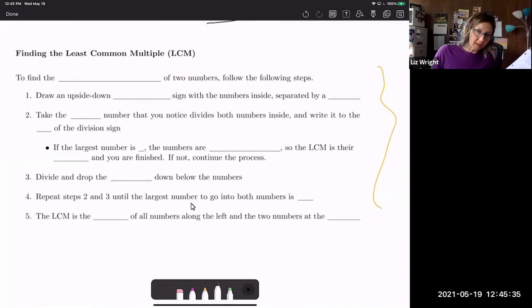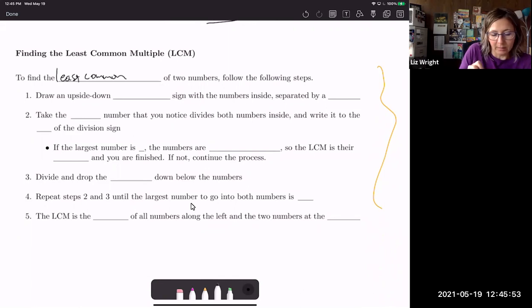All right, so don't get caught up too much on that terminology here. It's just a matter of making sure you knew the terminology when we get ready to reference it down here. Okay, so to find the least common multiple, or the LCM, if you'd rather just abbreviate it, least common multiple of 2 numbers, we can follow the following steps. So draw an upside down long division sign with the numbers inside separated by a comma.